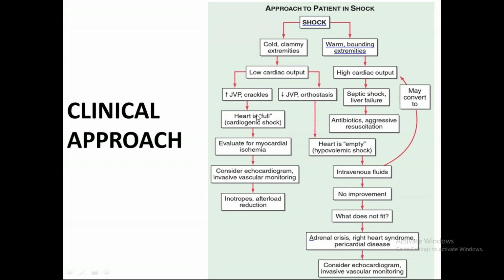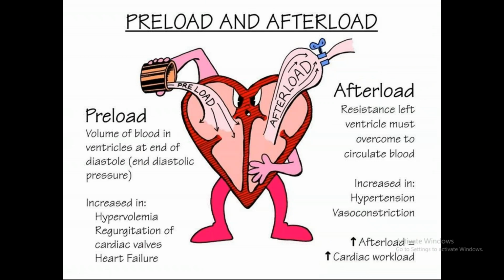Now how to differentiate between cardiogenic shock and hypovolemic shock? So here we see something called the jugular venous pressure. Now what is jugular venous pressure? Jugular venous pressure or JVP is simply the pressure in the jugular veins. So this is a very simplified diagram for you guys, wherein the blood is coming into the heart, into the right atrium, right ventricle, and it is going outside the heart through the left ventricle. So this is something called preload, that is actually the volume of blood in the ventricles at the end of diastole. And afterload is the resistance the left ventricle must overcome to circulate the blood.